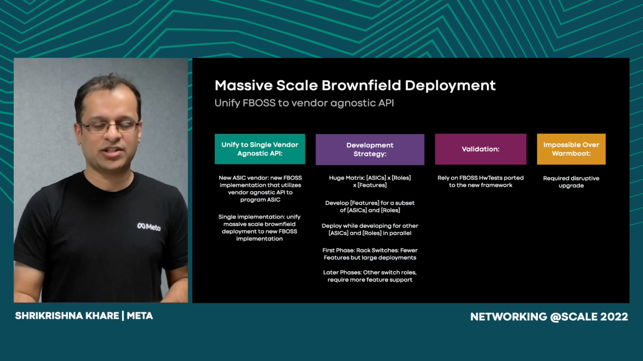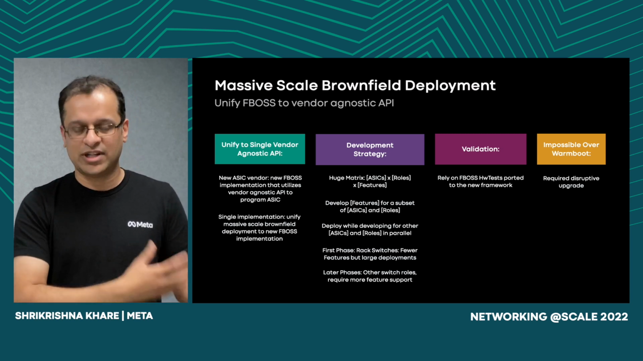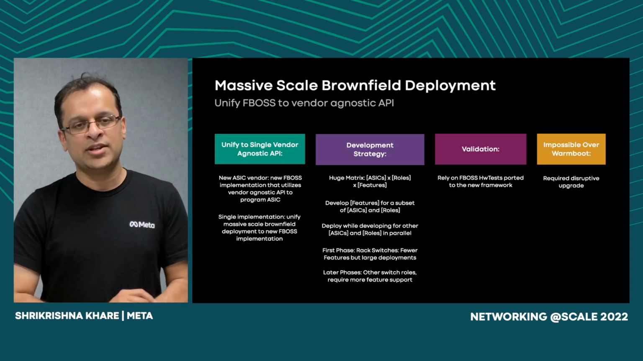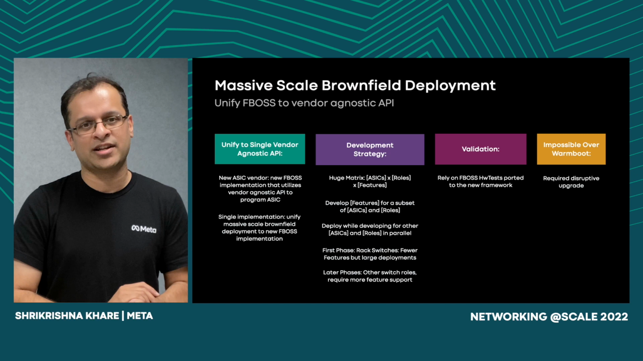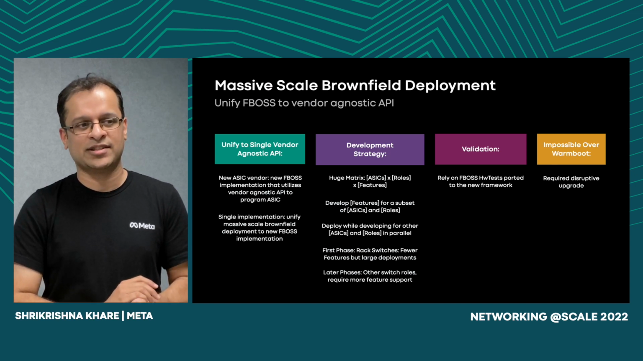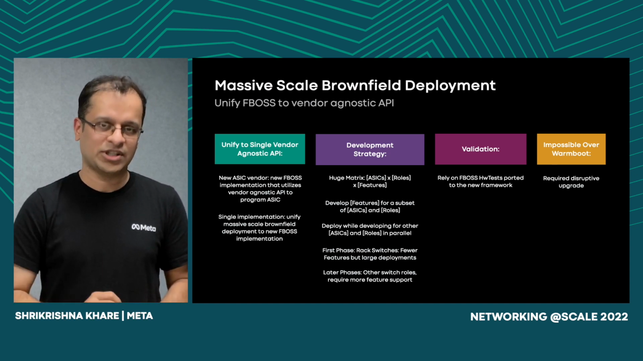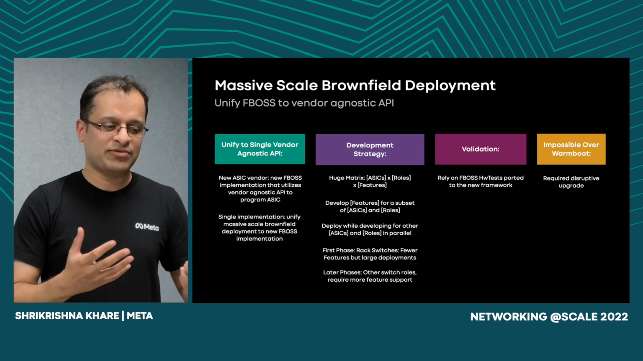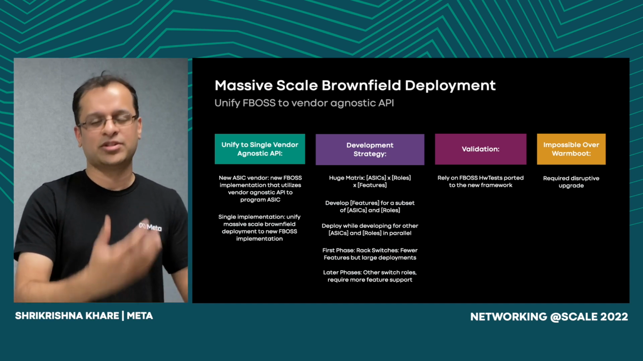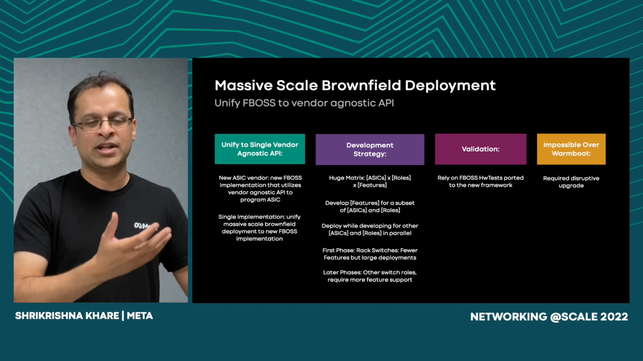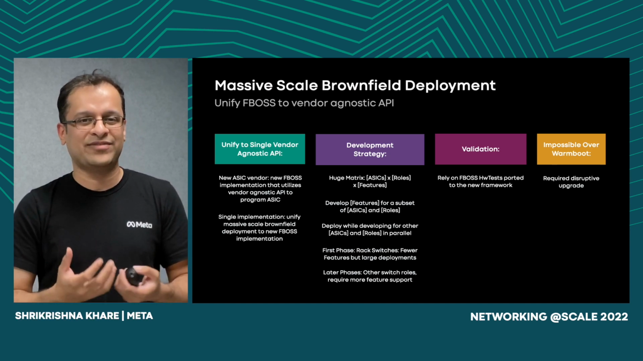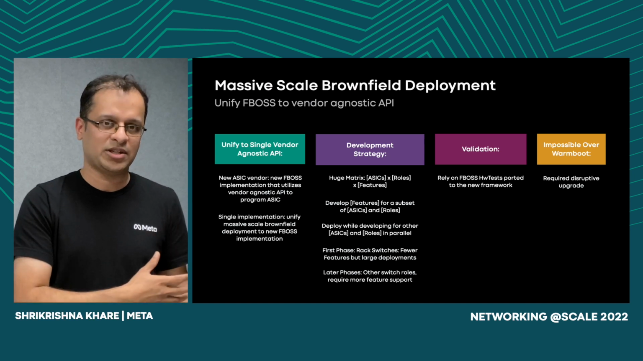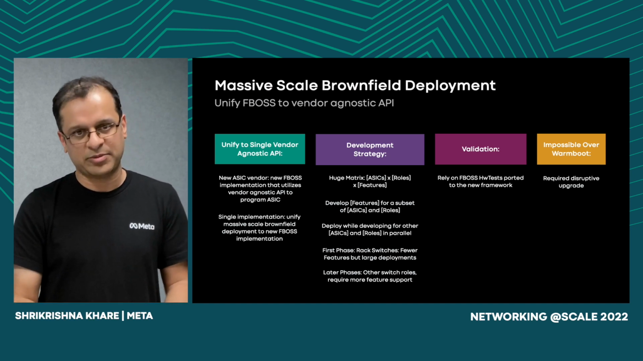In terms of validation criteria, we use the same hardware tests that Krishna referred to earlier. We have pretty extensive test coverage, over 1,000 test cases, and each test case exercises a different aspect of functionality used in production. So the qualification criteria for us to go from the old implementation to the new unified implementation was that if a test case passes with the old implementation, it must pass with the new implementation.